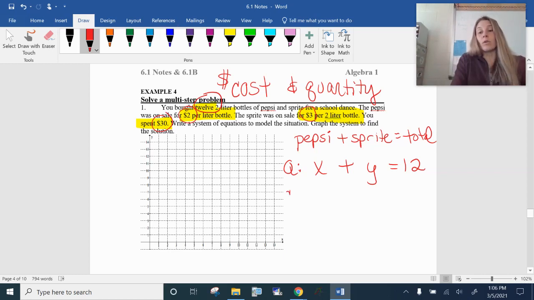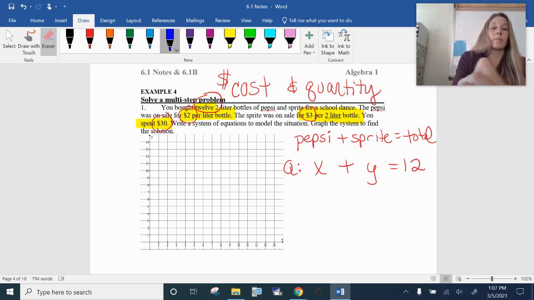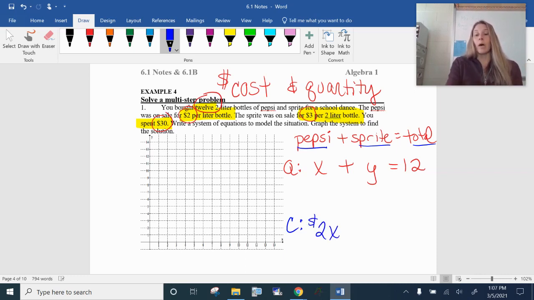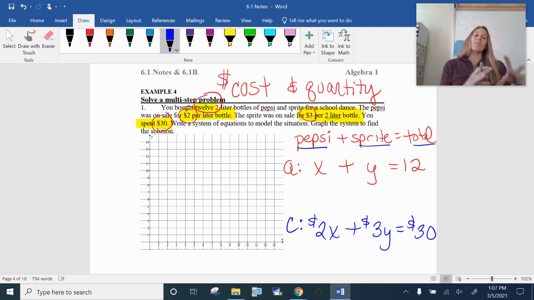Now, the cost equation, actually, let me give a little space there. Okay, so we're still doing Pepsi plus Sprite equals the total, but we're looking for the dollar amounts now. So how much did the Pepsi cost us? Well, it cost us $2 per bottle, and we bought X bottles. And how about the Sprite? Well, the Sprite cost us $3 a bottle, and we bought Y of those, and we know the total that we spent was 30.